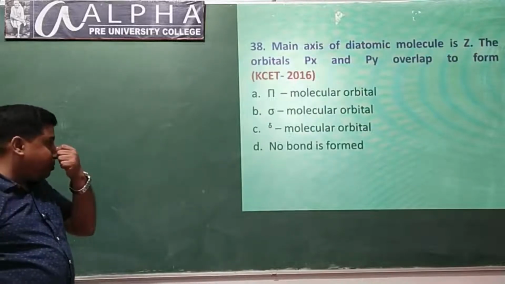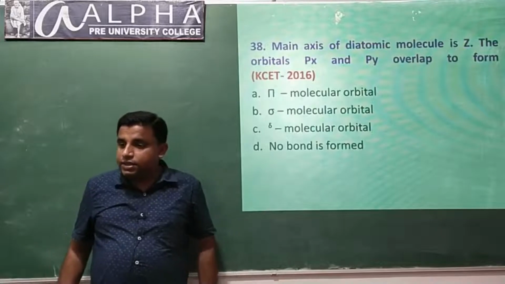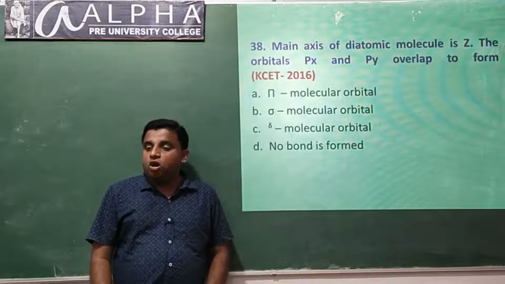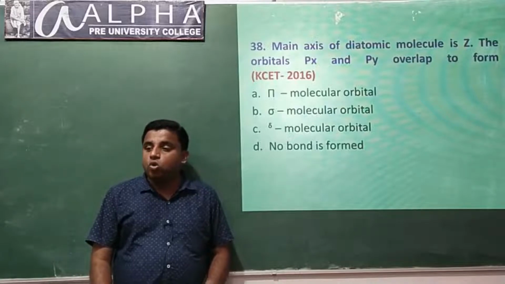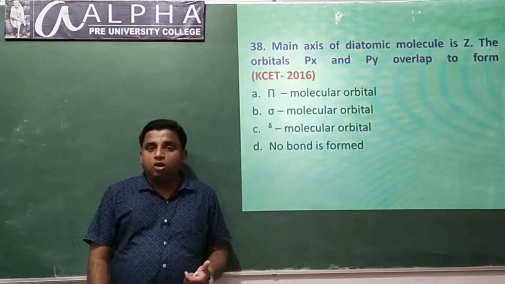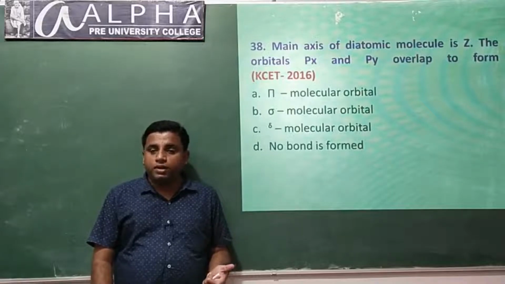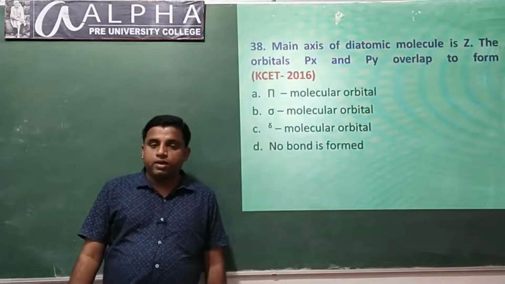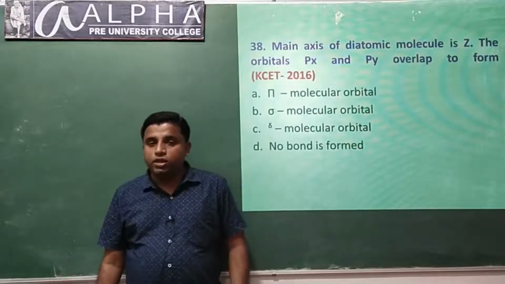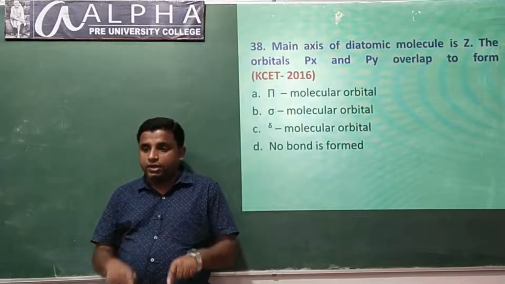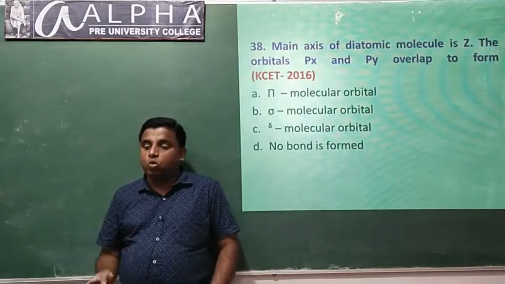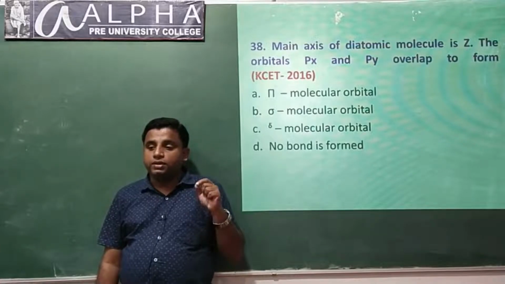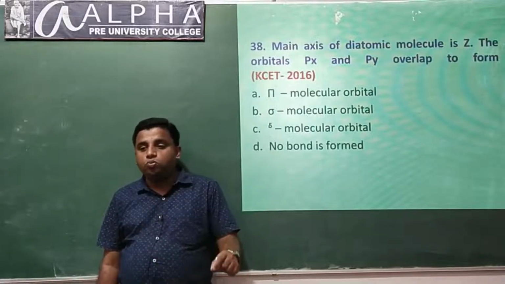Okay, so the question says the main axis of a diatomic molecule is Z. The orbitals px and py overlap to form pi molecular orbital, sigma molecular orbital, delta molecular orbital, or no bond is formed.